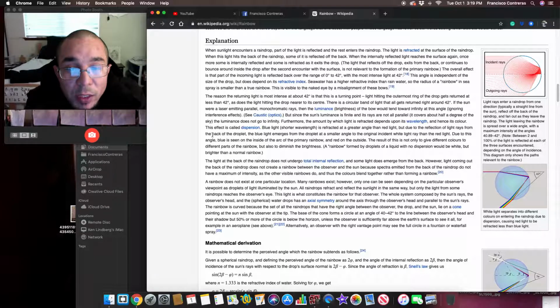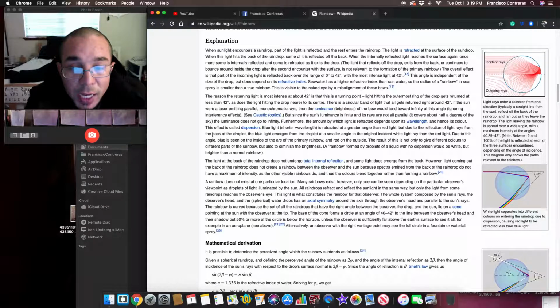The light at the back of the rainbow raindrop does not undergo total internal reflection, and some light does emerge from the back. However, light coming out the back of the raindrop does not create a rainbow between the observer and the sun because spectra emitted from the back of the raindrop do not have a maximum of intensity as the other visible rainbows do, and thus the colors blend together rather than forming a rainbow.